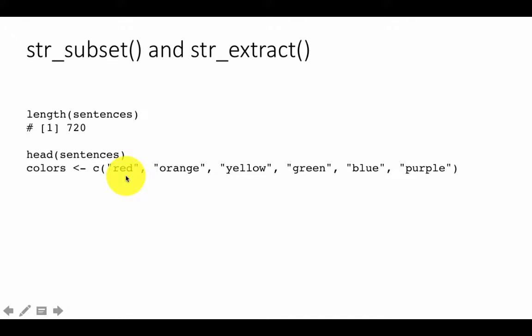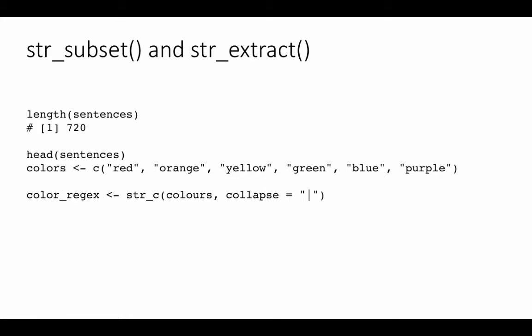So we want to find those sentences that contain at least one of these colors, and we then want to extract out the colors that were matched. It is possible that our sentences don't even contain some of these colors, right? So we want to find out, of these colors, which colors actually occur in the sentences.